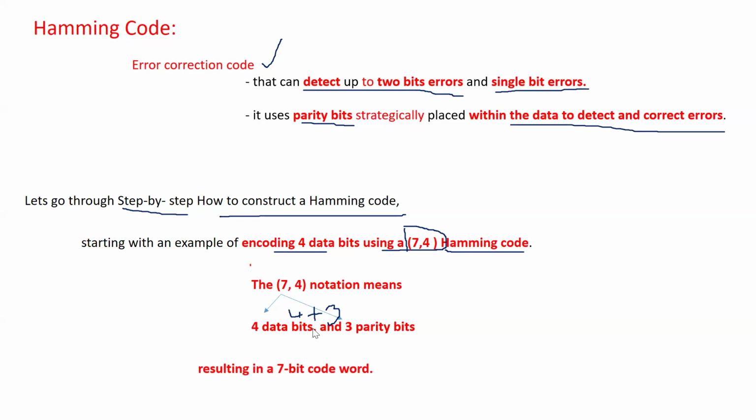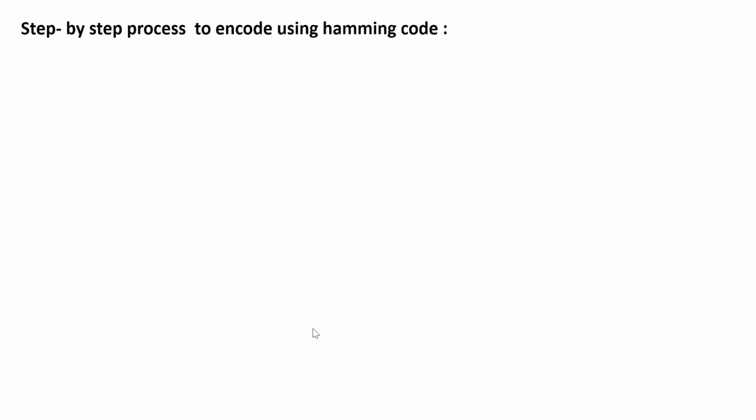The step-by-step process. We have to perform this example by taking the 7, comma 4 Hamming code with the encoding of 4 data bits. Okay, so let us enter into it. Step number 1: first we have to determine the number of parity bits. We have already seen 7, 4. In a Hamming code, 4 is the data bits and 3 is the parity bits. Where the parity bits are added, there the 4 data bits are going to be added. So first we have to determine the number of parity bits we have.